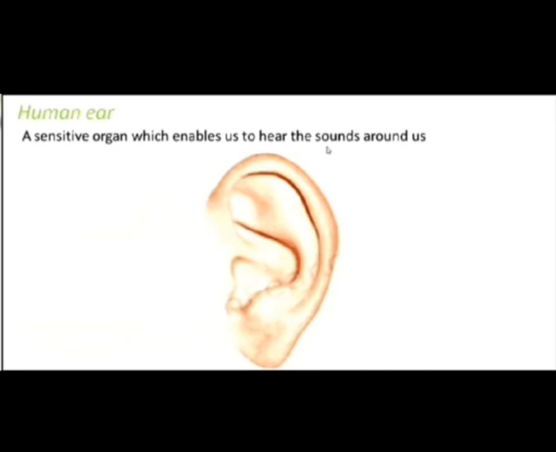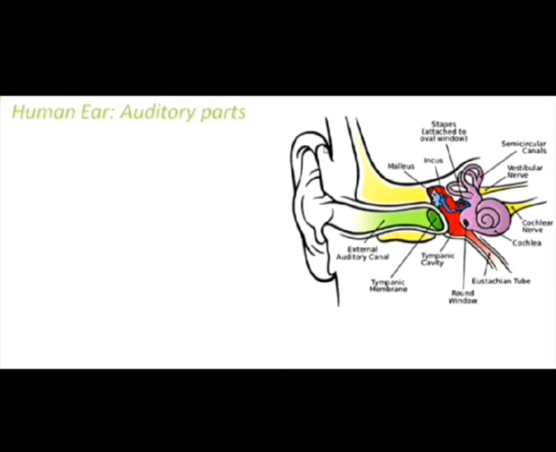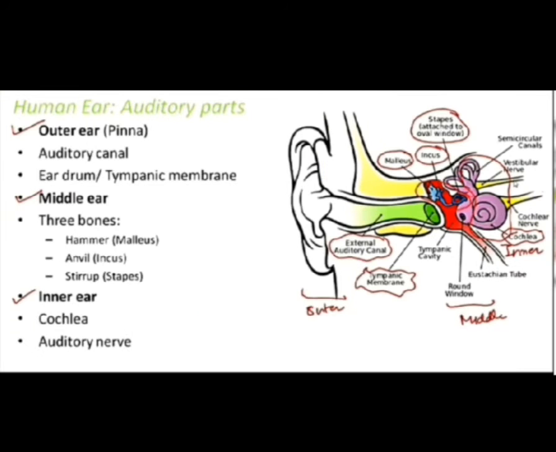So ear is the sensitive organ which enables us to hear the sounds around us. So ear is the only organ which helps us to hear. So let's quickly look at the different parts of ear so that we will be able to understand how it helps us to hear. So the various auditory parts, that means those parts of ear which help us in hearing. The entire structure of ear is divided into three parts: outer ear, middle ear, and the inner ear.